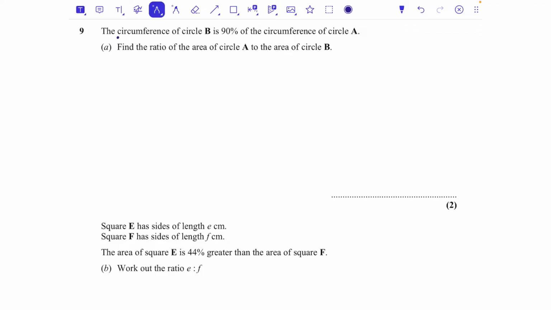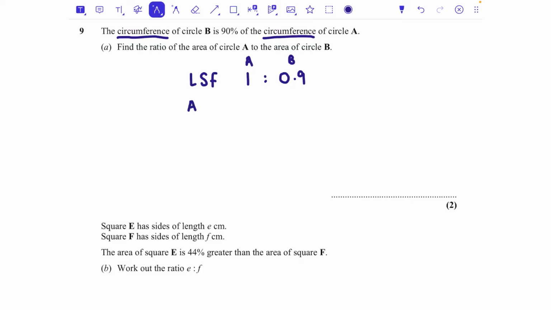So firstly, the circumference, that's length. We're talking about lines here. So that would be the linear scale factor. Now, the linear scale factor of A to B, it says that B is 90% of A. So I'm going to put 1 to 0.9. The ratio of A to B is 1 to 0.9. Whatever A is, B is 0.9 of it, because it says it's 90% of it.